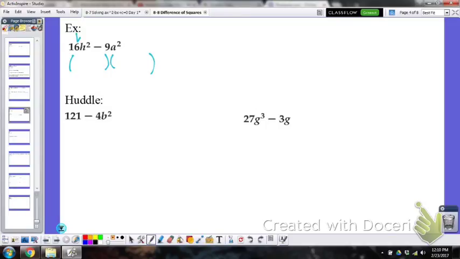The first term is the square root of 16h squared. The square root of 16 is 4, so 4 and 4. The square root of h squared is h and h. I know I'm going to have a plus and a minus. Then I have 9a squared, which is also a perfect square. The square root of 9 is 3, so I have plus 3 and minus 3. And the square root of a squared is a and a. So it factors into 4h plus 3a times the quantity 4h minus 3a.